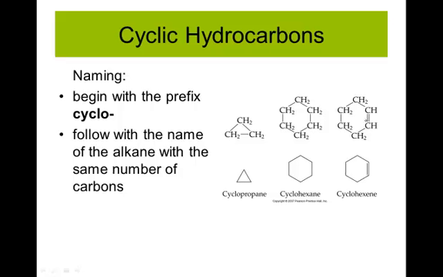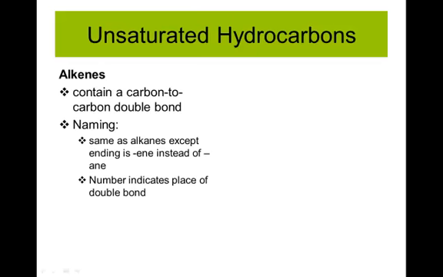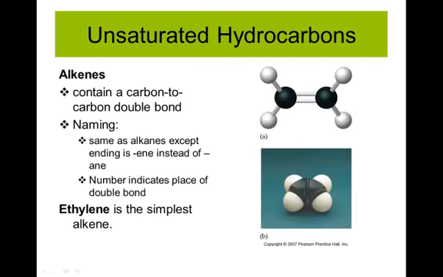This one has a double bond in it, so it's still a circle, so cyclo for circle, hex for 6. Now I have this ene on the end, and this ene indicates that I have a double bond. So as far as alkenes go, an alkene means I contain a double bond somewhere in my structure.